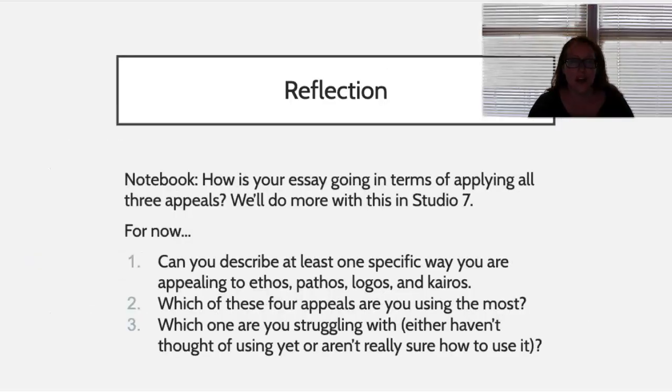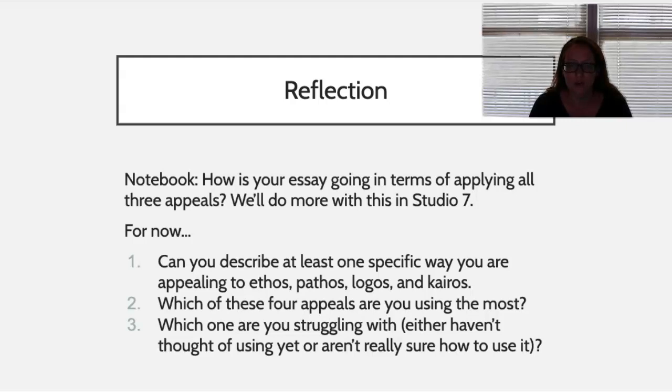Peace. This is your reflection now to do in your notebook. We're going to come back to working with this in Studio 7 the same way you're working with some previous things we've covered in Studio 6. I want you to take a few minutes and just think about how your essay is going in terms of applying all 3 appeals. You can talk about fallacies if you want to, but just at the end of going over everything, I want you to think about how you're using the appeals.